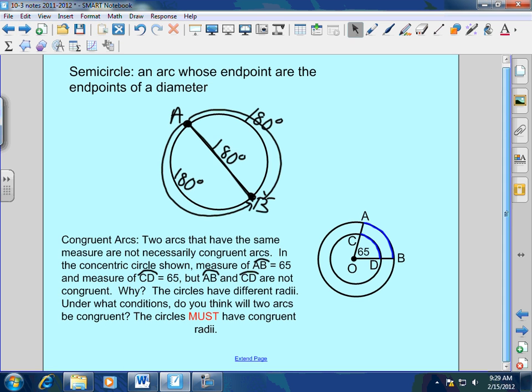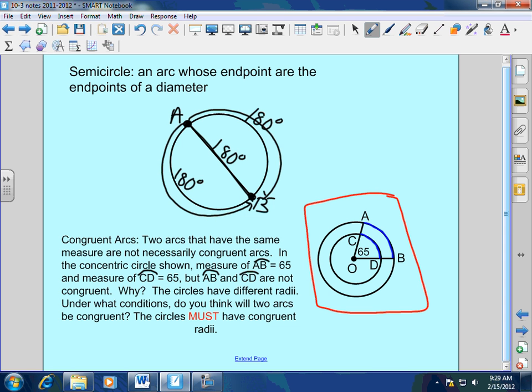So, let's look at what I have here. I got this circle within a circle. Whenever you have two circles that share the same center, it's called concentric. So when I have congruent arcs, okay, let's talk about congruent arcs. Two arcs that have the same measure are not necessarily congruent arcs.